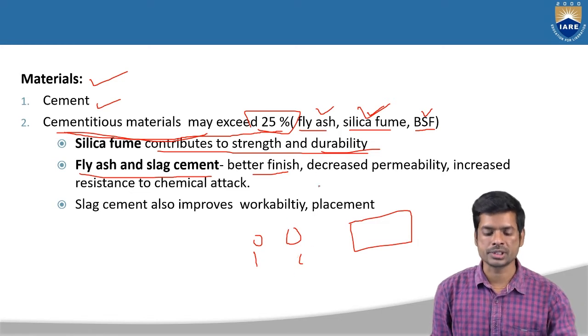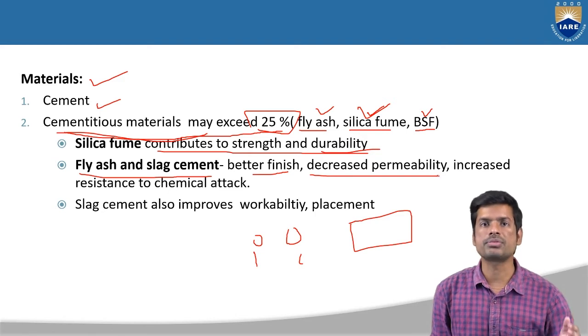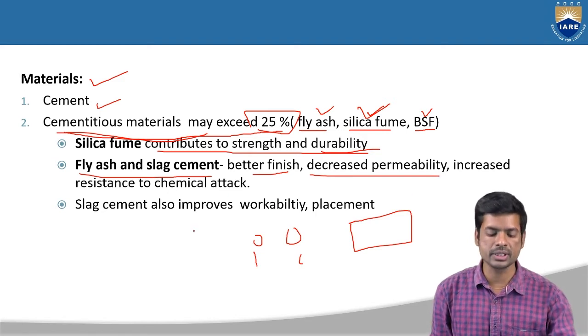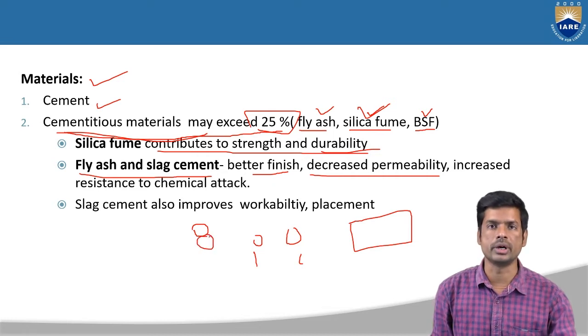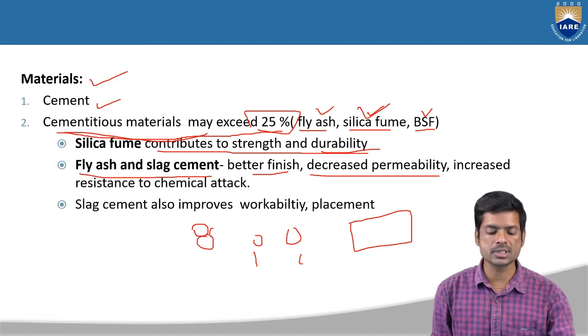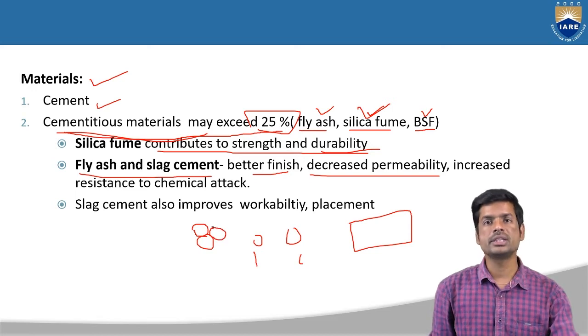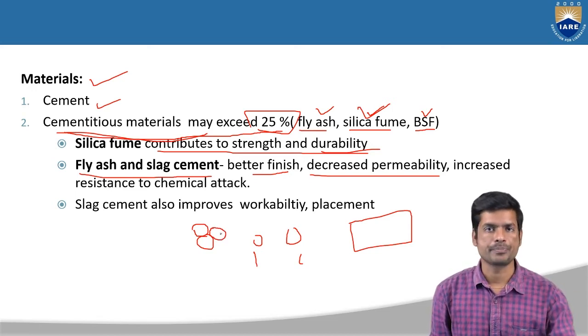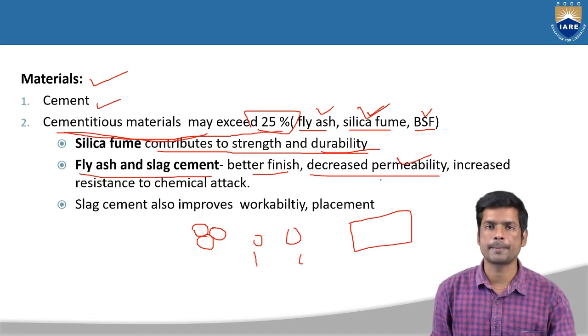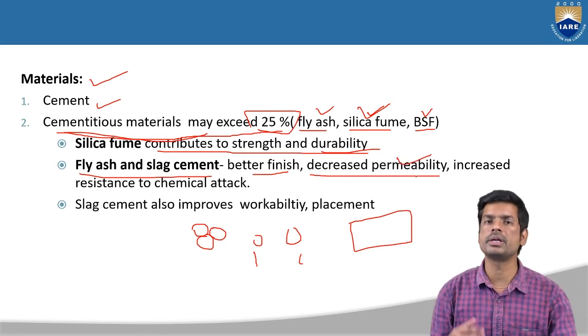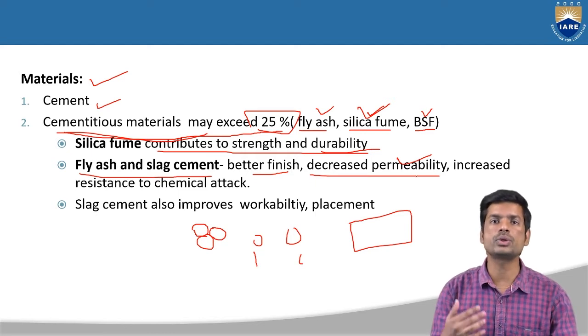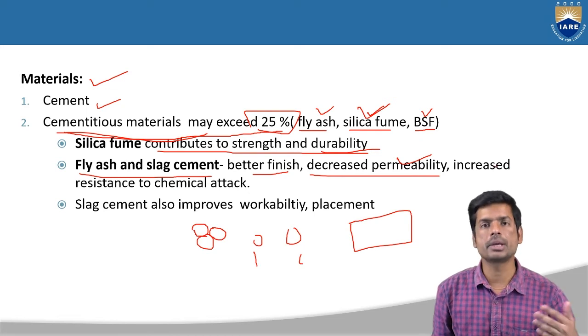Next, decreased permeability. If you use fly ash, because of its fineness, it is not going to allow any air voids. If you have very few air voids, then the permeability is also very low. That is one of the other advantages of using fly ash. Permeability means the penetration of water, or any other chemicals.